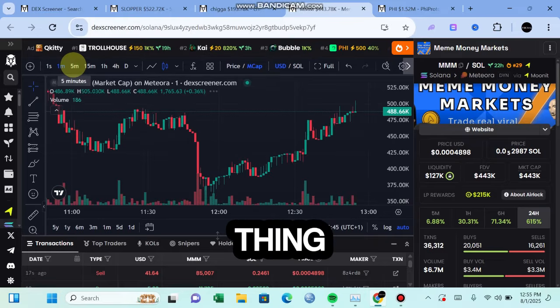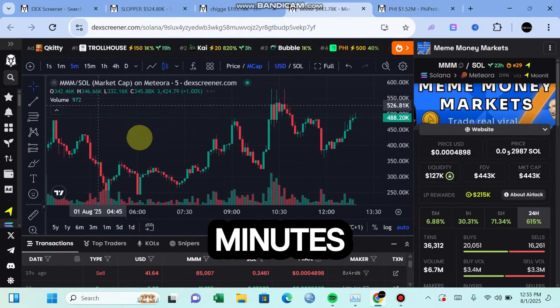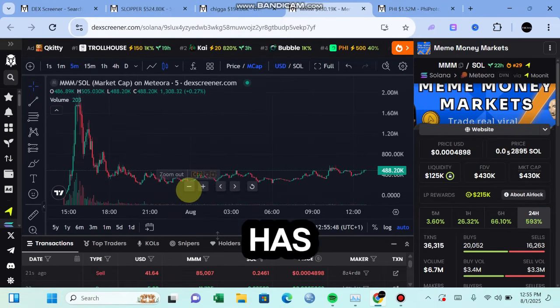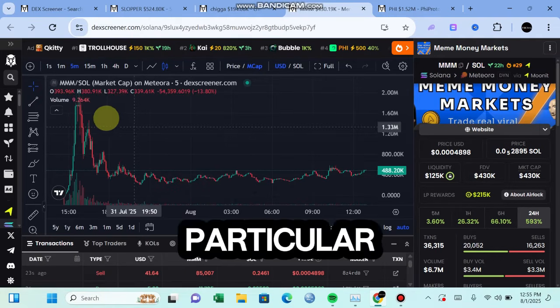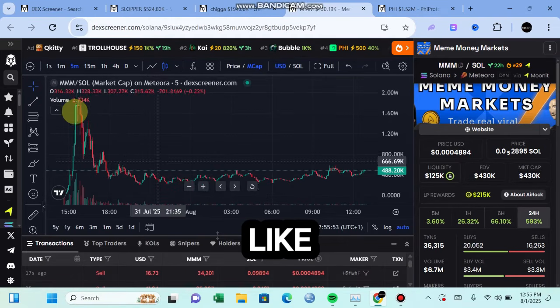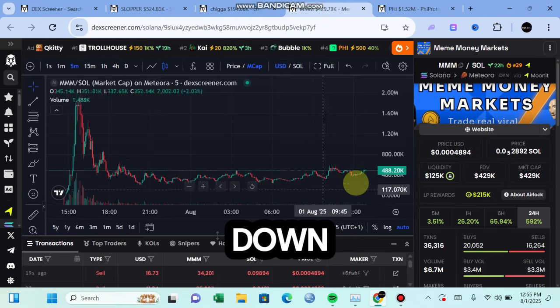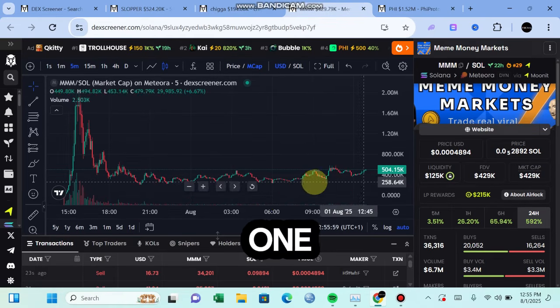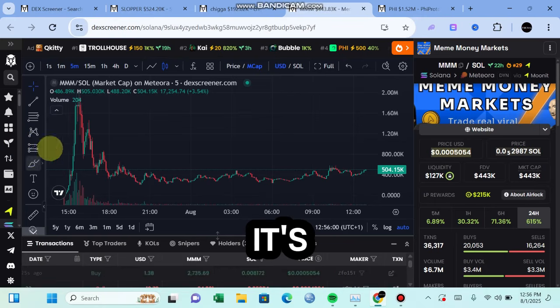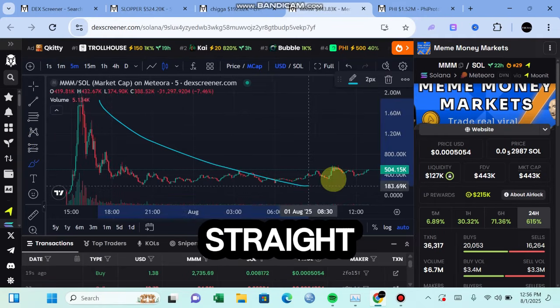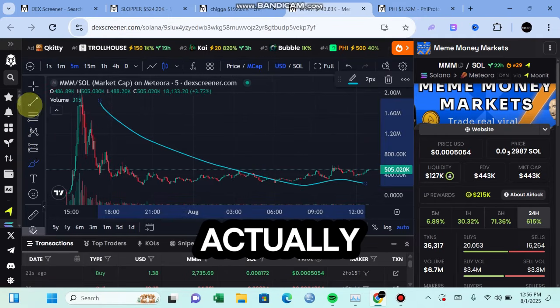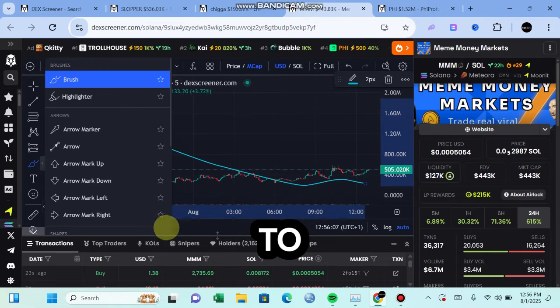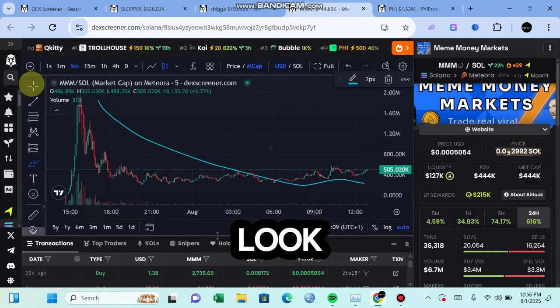So all the same thing you do, put it in 5 minutes and see what it has done. Wow. This particular one is going down, as you can see, just going down. So this might not actually be a very good one. You can see how the chart looks, from up, go down straight. So this might not actually be a very good one for you to trade or for you to look into.